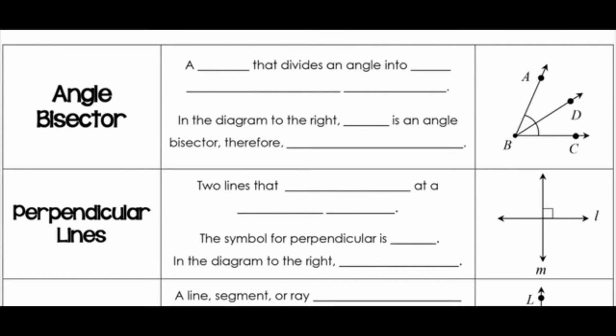So now let's look at an angle bisector. If you think of the word bisector, bi means two and sector is to section. That's where it comes from, a section. It's a section of something, right? So a bisector, or an angle bisector, is a ray that divides an angle into two congruent angles.